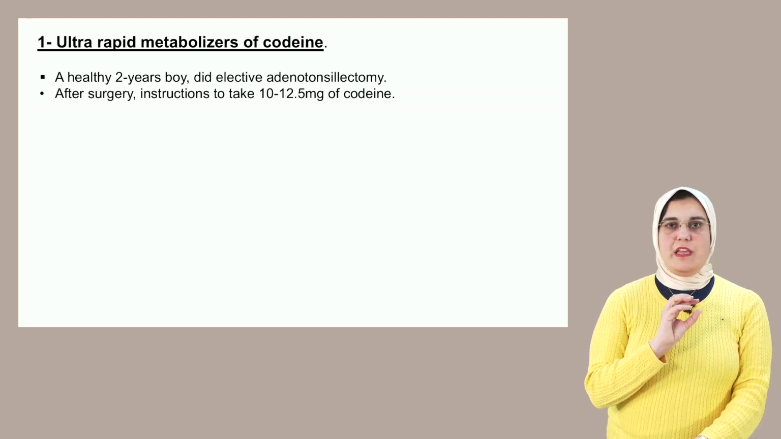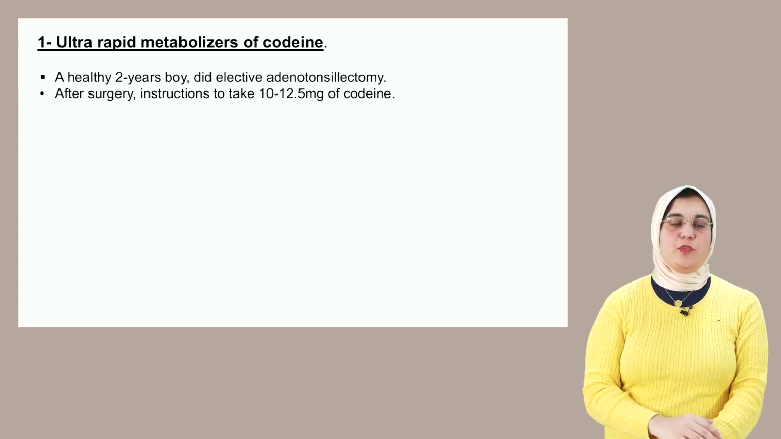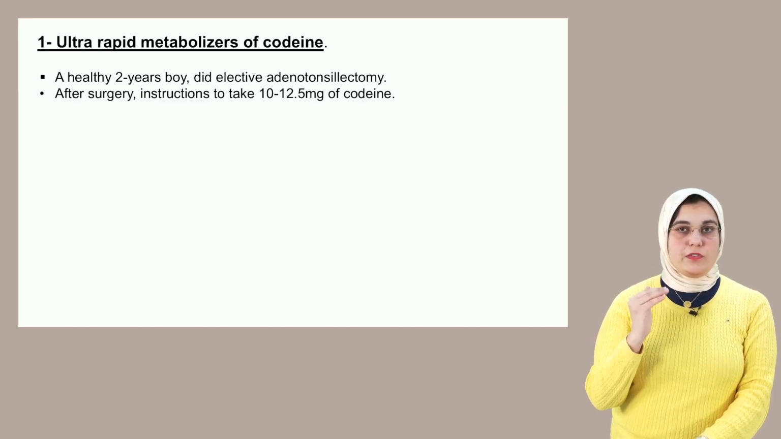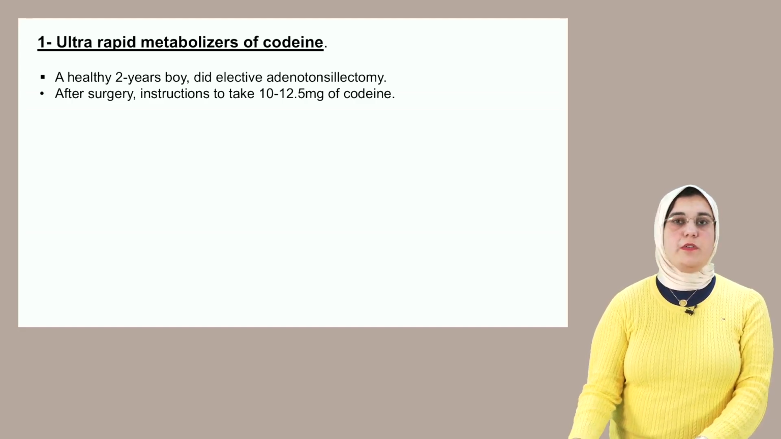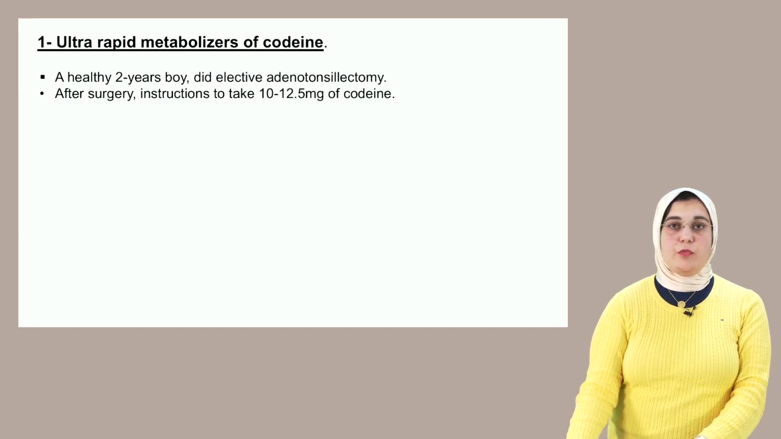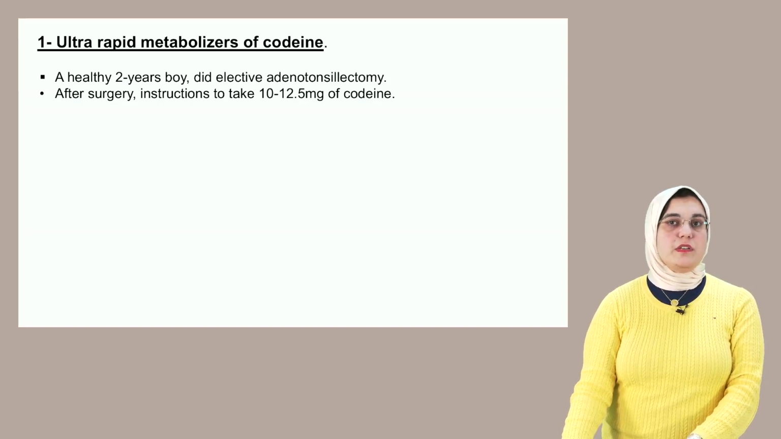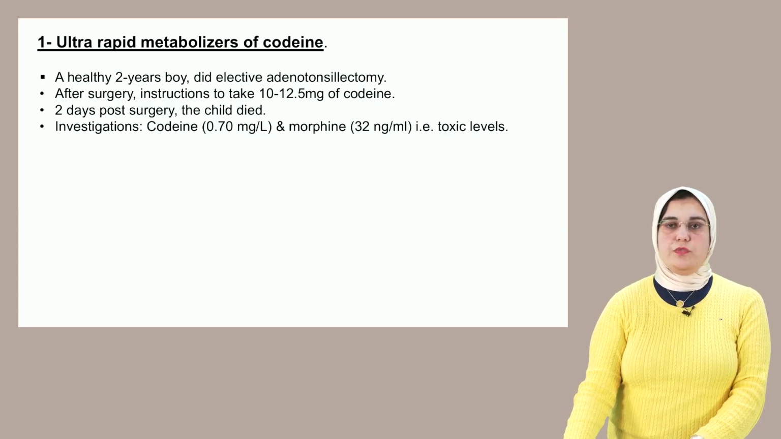Codeine is, as we say, the little brother of morphine. It doesn't have the same high effect as morphine, but it's very effective in decreasing the pain level. So it's medically used after operations, mostly for children. The recommended usual dose of codeine is 10 to 12.5 milligrams after the operation to decrease his pain. But surprisingly, 2 days after the surgery, the child died. Why did he die? He didn't have any complication from the surgery, and this is the usual dose of codeine.